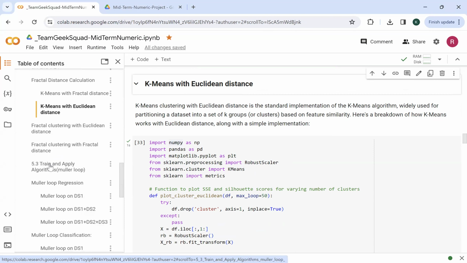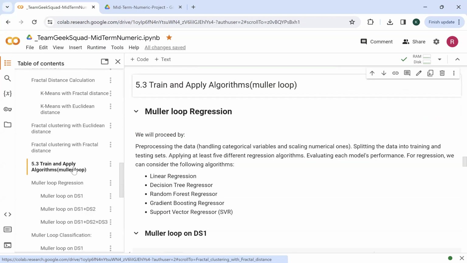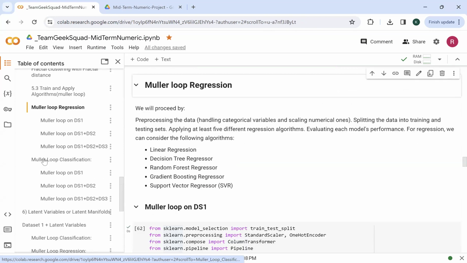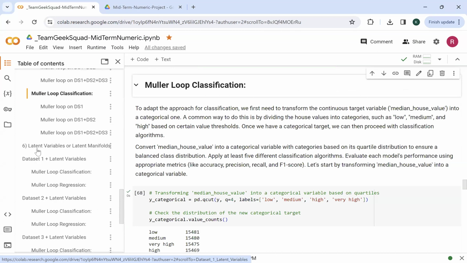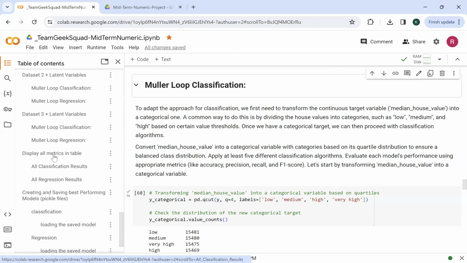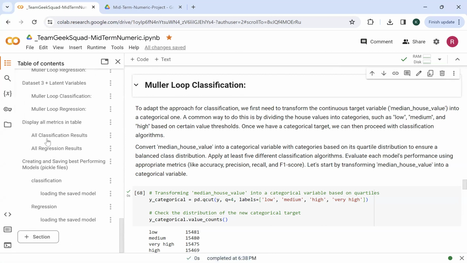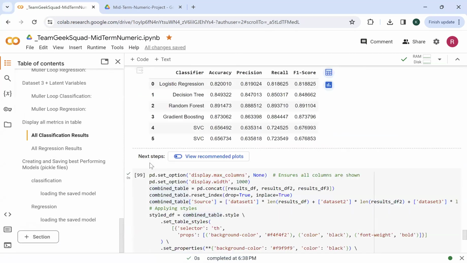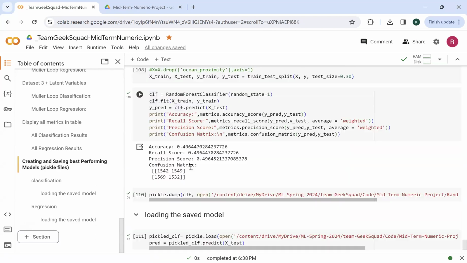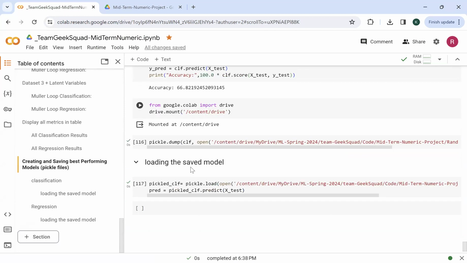Next, we have worked on applying the algorithms and the Mahler loop. Harshavardhan and Vinay worked on the Mahler loop on the regression and the classification. And coming to the latent variables manifolds, Suresh and myself worked on it combinedly, and have worked on displaying the metrics in table format. And I have worked on saving the pickle files.